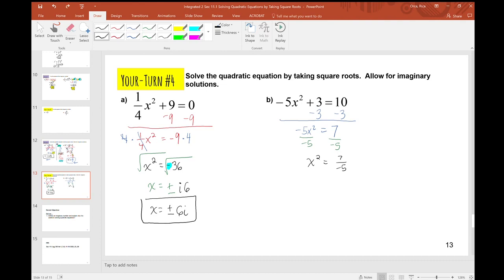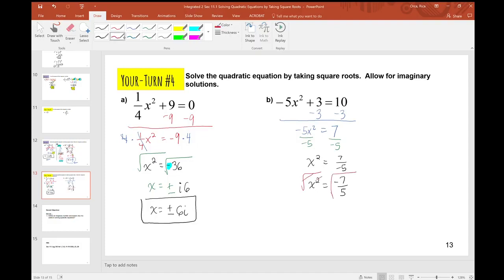Whenever I have a negative in the denominator, I like to move that negative to the top, so that I have x squared equals negative 7 over 5. That's just by preference. It makes negative numbers easier to work with if the negative is at the top. Now let's get rid of the square by taking the square root of both sides.